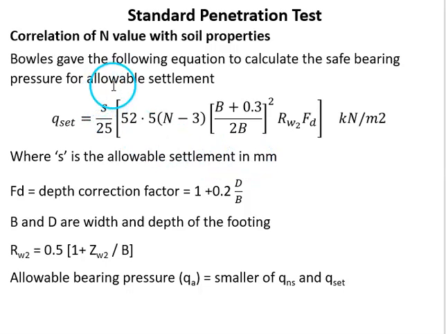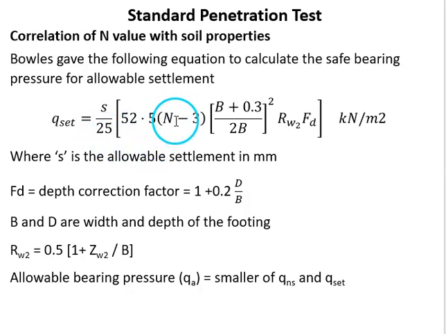Bowles equation is available to estimate the safe bearing pressure, which is equal to S by 25 into 52.5 into N minus 3 into B plus 0.3 by 2B squared Rw2 Fd. Here in this equation, S is the allowable settlement. And this value we should take in millimeters, because this 25 mm is taken in millimeters.